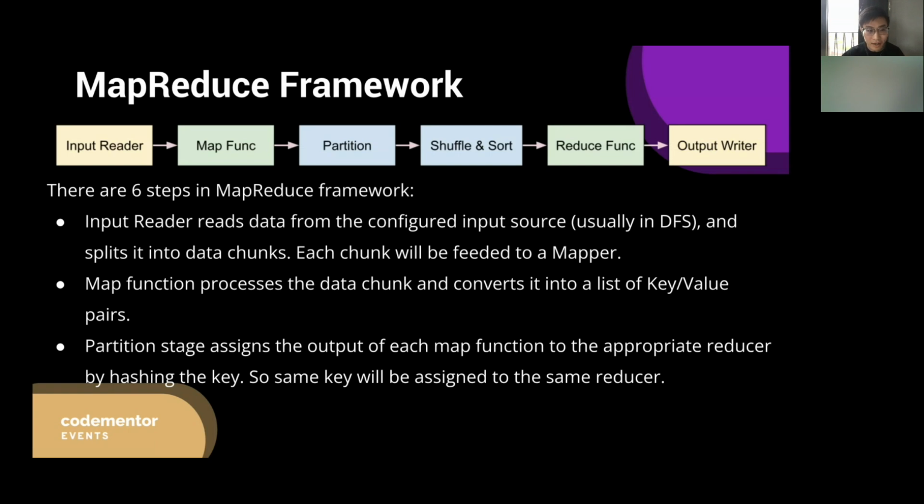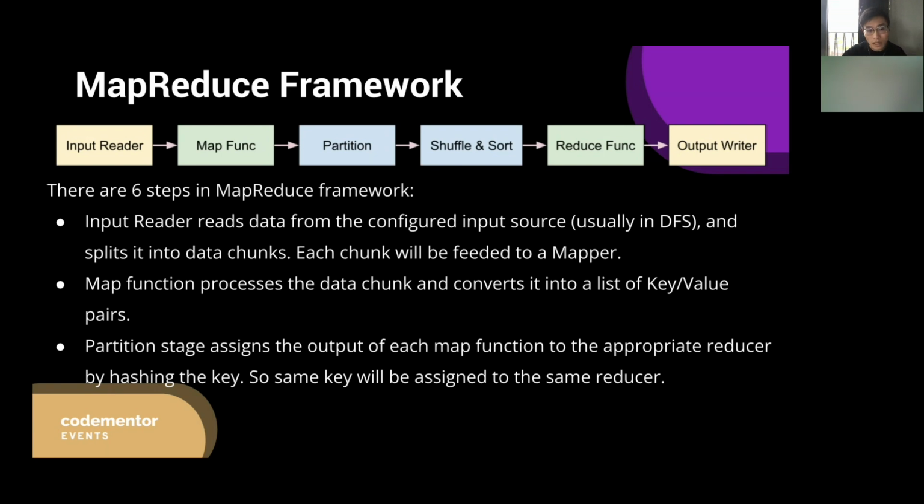Basically, there are 6 steps in the MapReduce Framework. Input reader reads data from the configured input source, usually in DFS, and splits it into data chunks. Each chunk will be fed to a mapper. Map function will process the data chunk and convert it into a list of key value pairs.